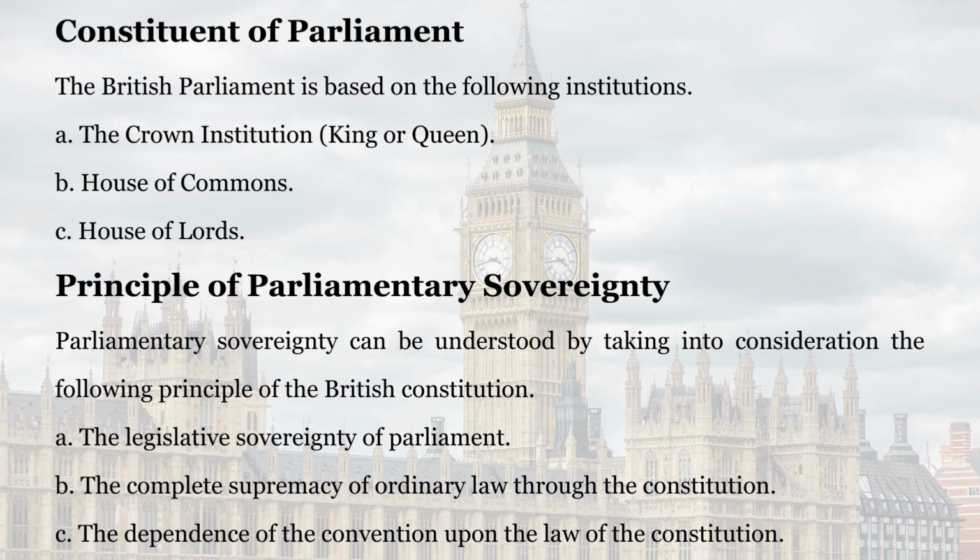Principle of parliamentary sovereignty. Parliamentary sovereignty can be understood by taking into consideration the following principles of the British Constitution. A. The legislative sovereignty of Parliament. B. The complete supremacy of ordinary law through the Constitution. C. The dependence of the convention upon the law of the Constitution.